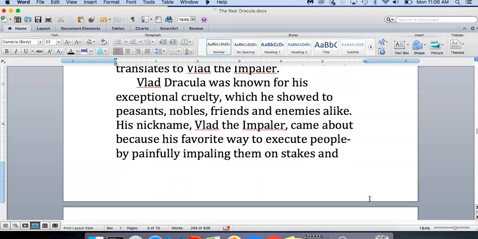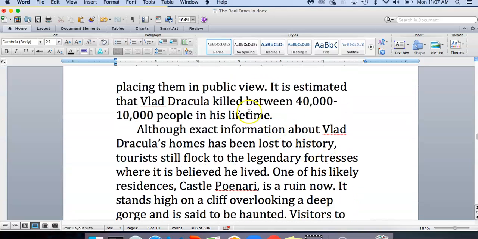Okay, so let's go to the second paragraph. Vlad Dracula was known for his exceptional cruelty, which he showed to peasants, nobles, friends, and enemies alike. So he was just very mean to everyone. His nickname, Vlad the Impaler, came about because his favorite way to execute, another word for execute is kill, people. He executes people by painfully impaling them on stakes and placing them in public view. So after he kills them, he makes sure that people can see the dead body. That's what public view is. Everyone can see it. It is estimated that Vlad Dracula killed between 40,000 to 100,000 people in his lifetime.